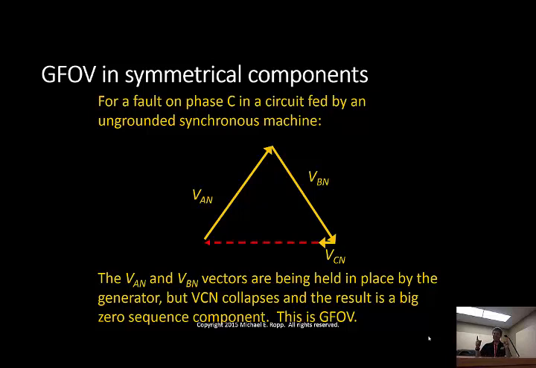But the phase C to neutral voltage has gone effectively to 0. I drew a little bit of one in there because, again, it's not going to be exactly 0. But the problem is that VCN collapses. I can't close the triangle and I get this big 0 sequence component. And that's where the ground fault overvoltage comes from.